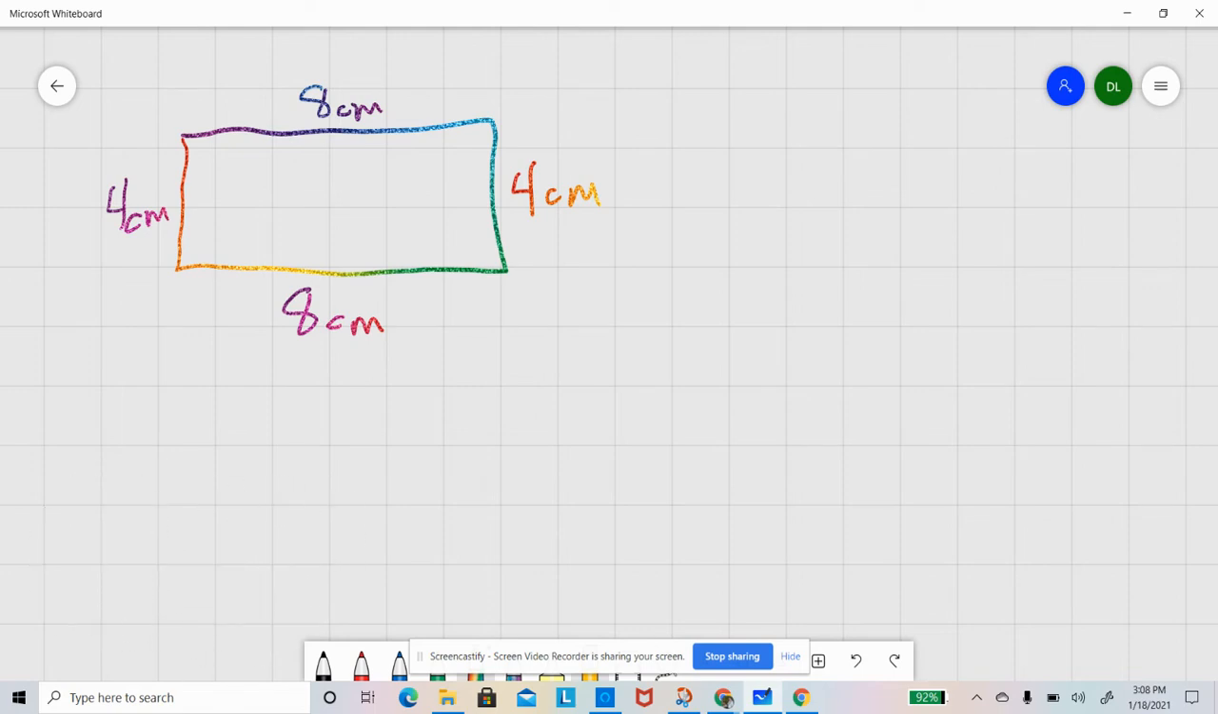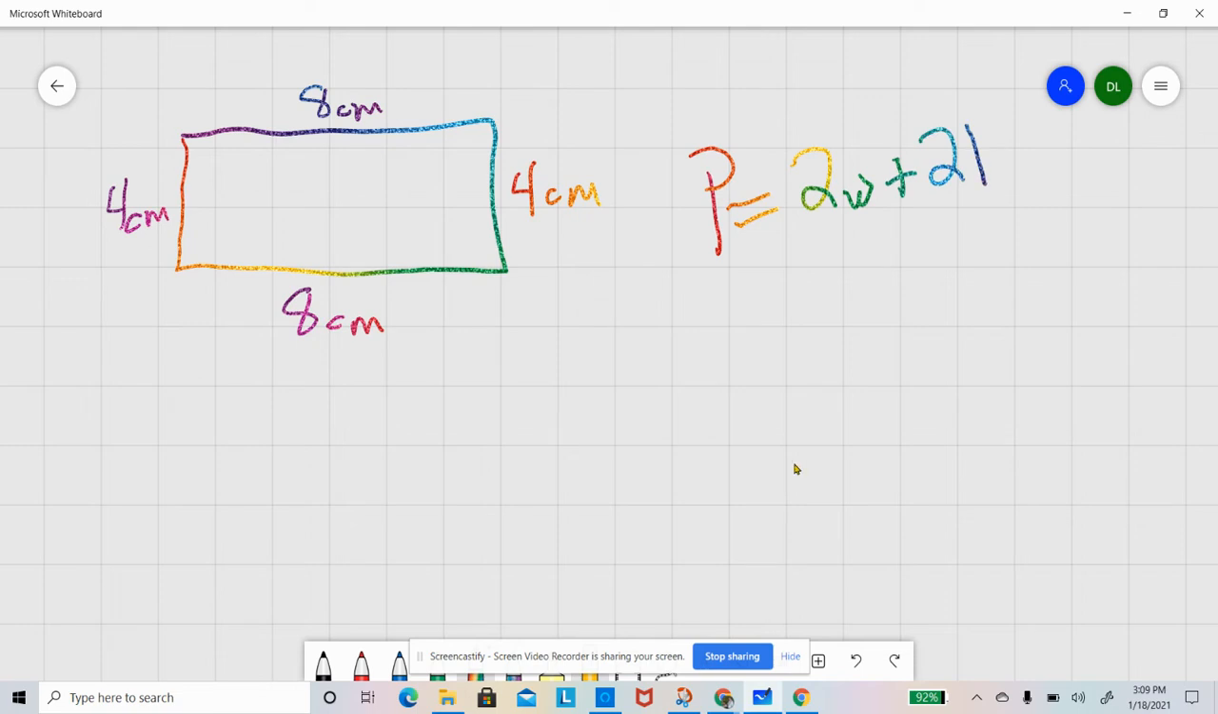So how are we going to find the perimeter and the area of this rectangle? Well, we always start with perimeter because perimeter is the easiest, right? So for perimeter, we know that 2 of these sides are 8 centimeters. So we're going to have 2 widths plus 2 lengths, right? W is width, L is length.